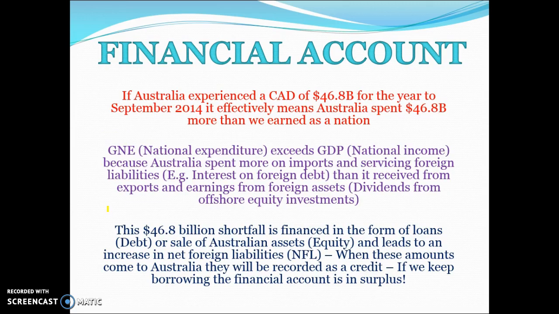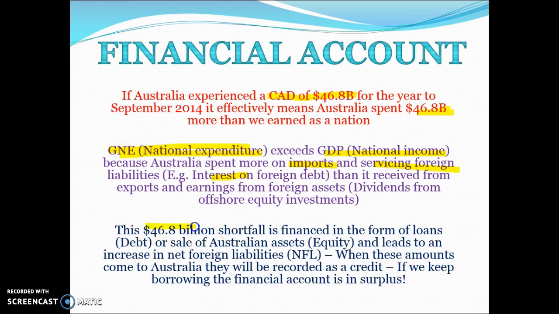So in terms of Australia's current financial account, if we experience a current account deficit of $46.8 billion for the year, that essentially meant we spent $46.8 billion more than we earned as a nation. So our national expenditure has exceeded our national income, and that's because we've spent more on imports and servicing our foreign debt, so through interest and profits flowing overseas and things like that, than we've received from our lending and from the earnings on our foreign assets.